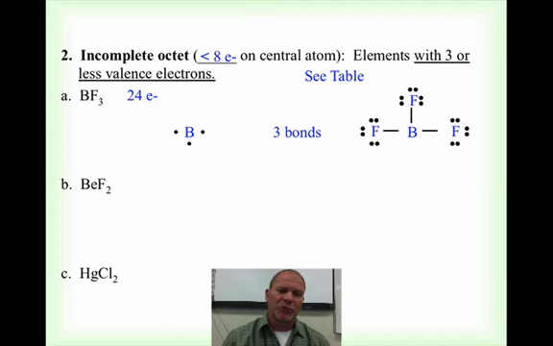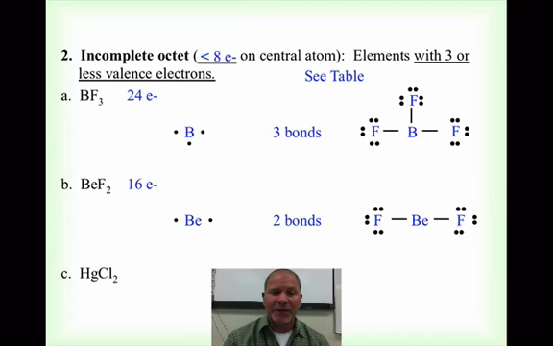Now group 2, beryllium, falls in the same boat. Beryllium says, you know what, I have 2 valence electrons. All I want is to form 2 bonds. I do not want any lone pairs. And so beryllium, people will do in this situation, they'll say, oh, beryllium has 4, I need 4 more.